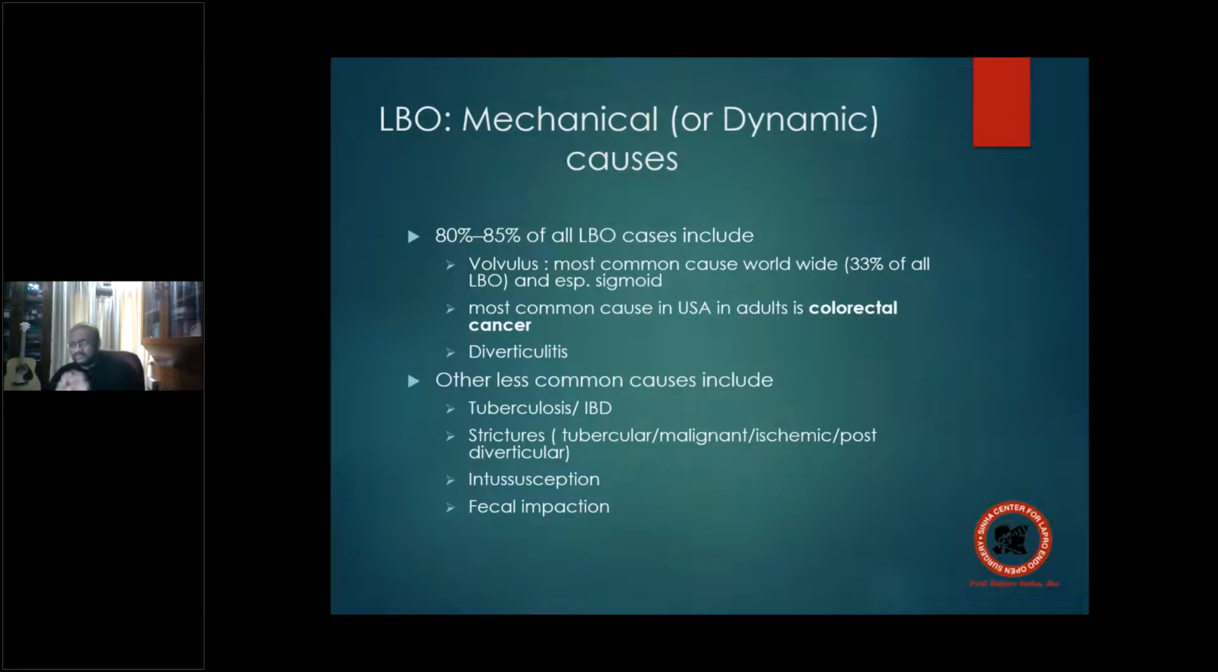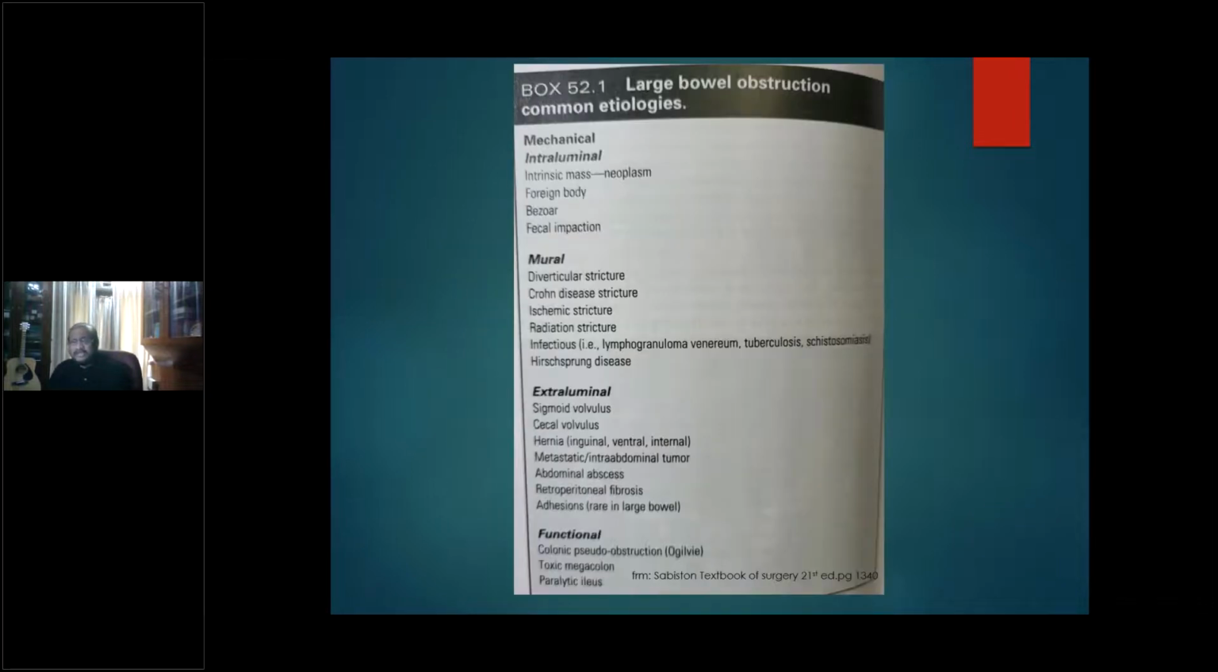Next is diverticulitis. So three common causes: number one, sigmoid volvulus; number two, CRC, colorectal cancer; and number three, diverticulitis. The other less common causes would include tuberculosis or inflammatory bowel disease. You have strictures, which could be tubercular stricture, malignant stricture, ischemic stricture, post-diverticular stricture. You could have intussusception, or in old age pure and simple fecal impaction, where hard feculent matter has blocked the lumen and given rise to large bowel obstruction. This is just a tabulated form of the causes of large bowel obstruction. You can go through it. This just enumerates the various causes, and last on the list are the functional causes, which we'll talk about in a future slide.